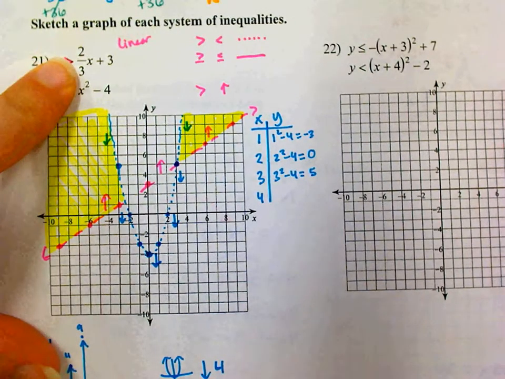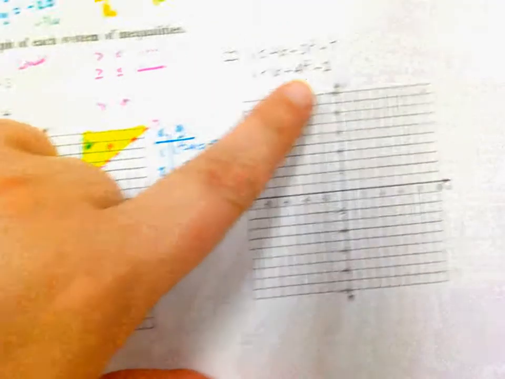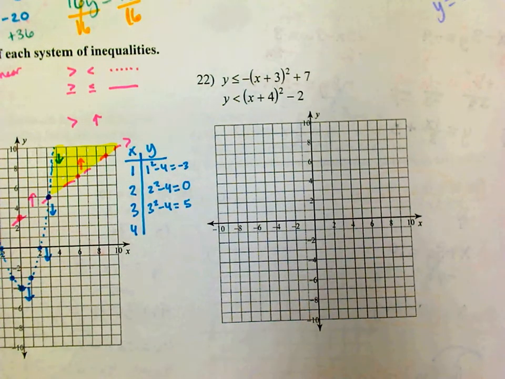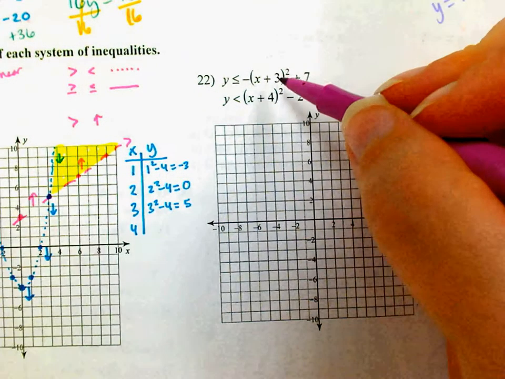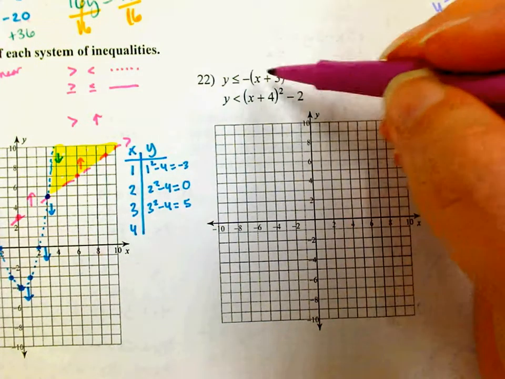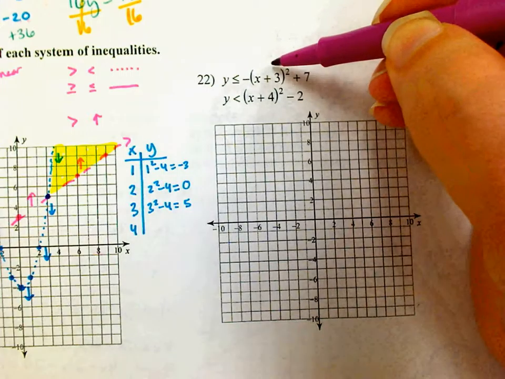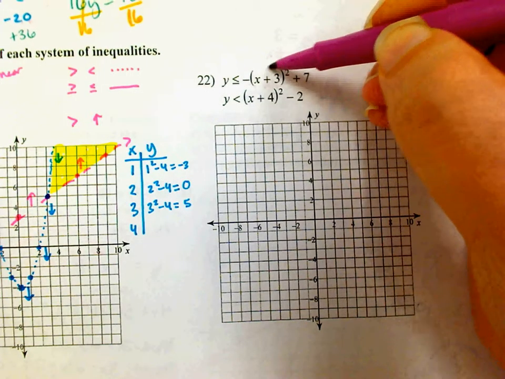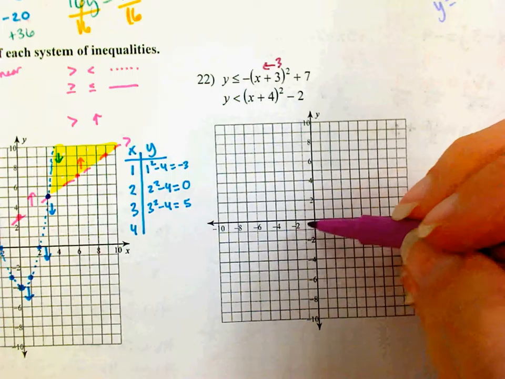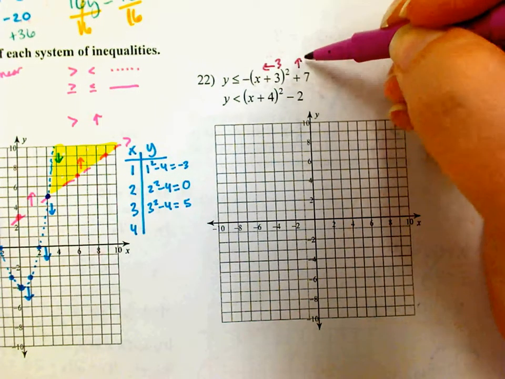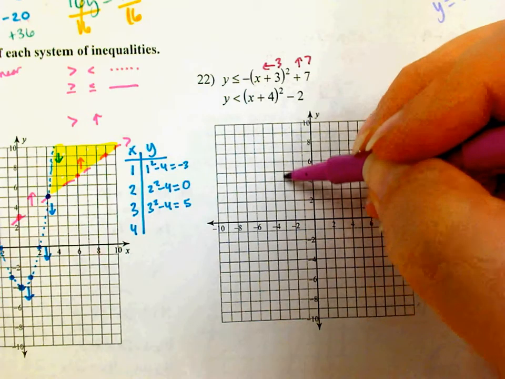These two over here are both what? They're both what? Linear or quadratic? They're both quadratic. Okay. Do you remember the vertexes on this one? Do you remember what transformations? What does plus 3 on the inside mean? To the left 3. So if I go left 3, and then what does plus 7 mean? Up 7. So if I go left 3 and up 7, that is going to be my vertex.